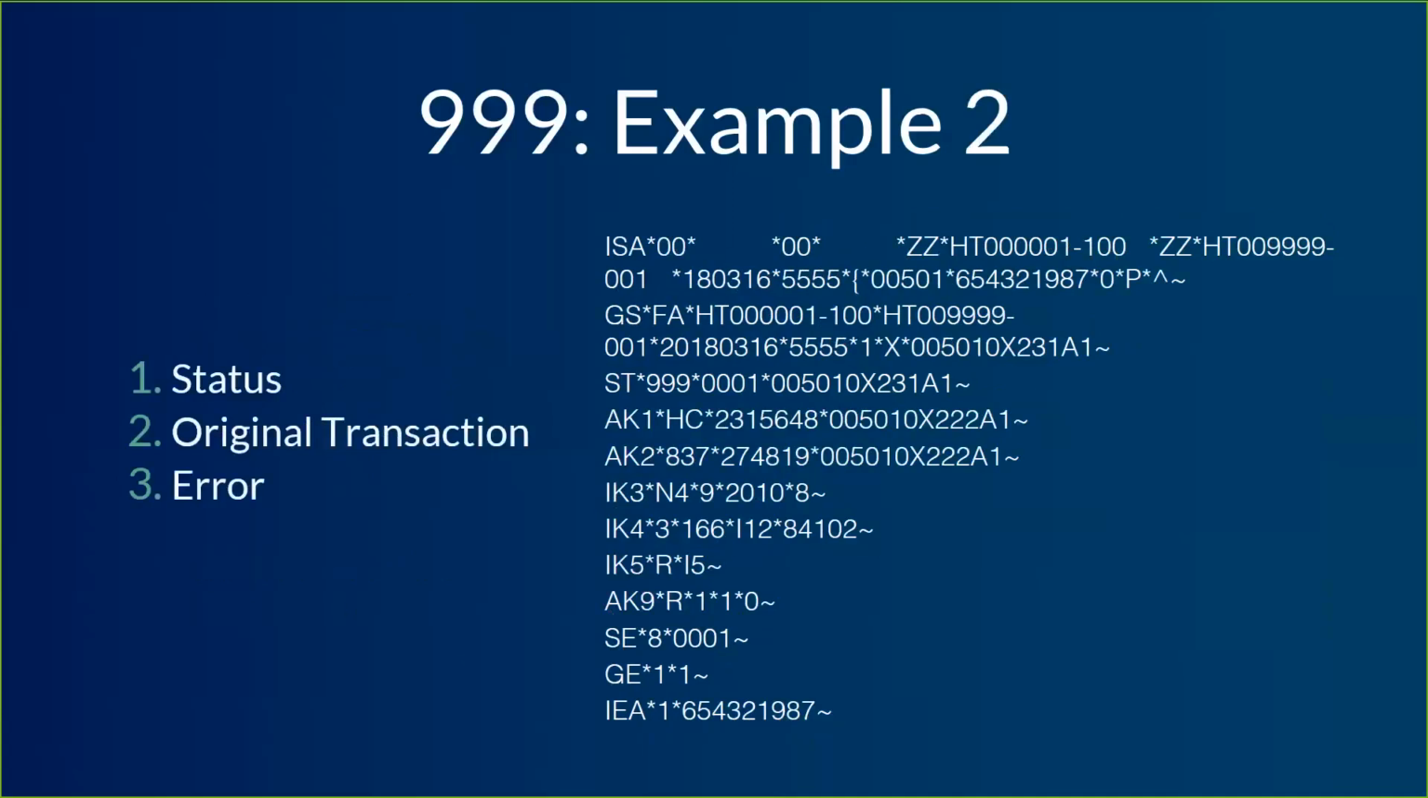Next example. For this one, I'm going to have you try and find each section before I give the answer. So I'll give you about 5 or 10 seconds lead time. Go ahead and try and find the status. And in about 5 or 10 seconds, I'll highlight it. Okay, hopefully you're looking about 2/3 to 3/4 of the way down and finding the IK5 and the AK9. After that, go ahead and try to find the original transaction. You're looking for the functional group and transaction set response headers and any CTX segments.